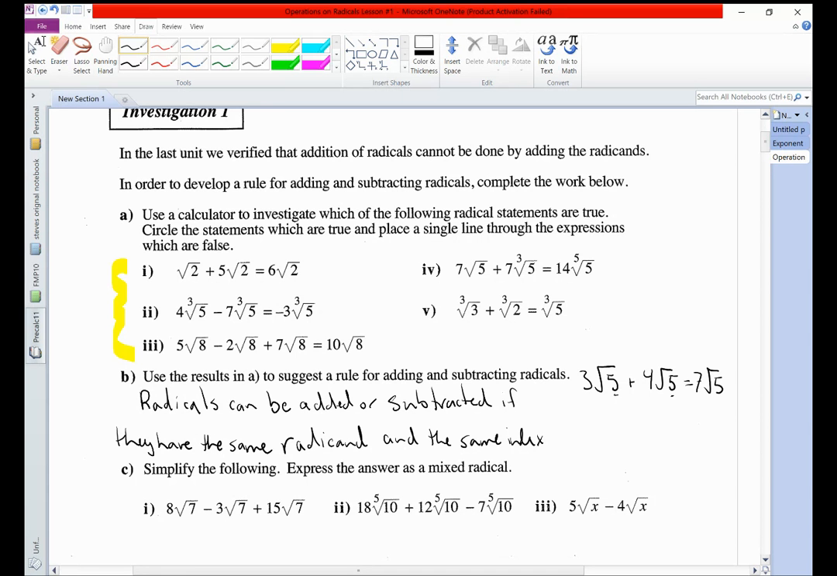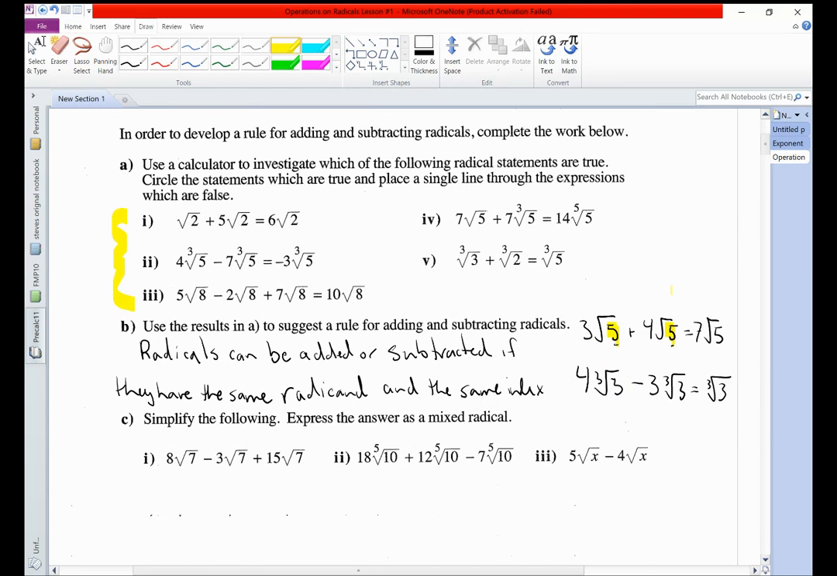And same with subtracting. If you had 4 cube root of 3 minus 3 cube root of 3, you should only just have 1 cube root of 3, and you don't have to write that 1 there. Does that make sense? So if they weren't the same radicand or they weren't the same root, then you can't do this.